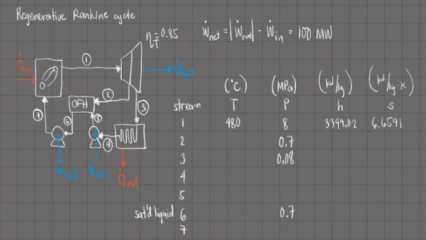For stream number 2 and 3, we can determine their specific enthalpies by considering the thermal efficiency of the turbine given as 85%. For that, we say that the thermal efficiency of the first stage of the turbine is equal to actual work over isentropic work. This is also equal to H2 minus H1 over H2S minus H1.